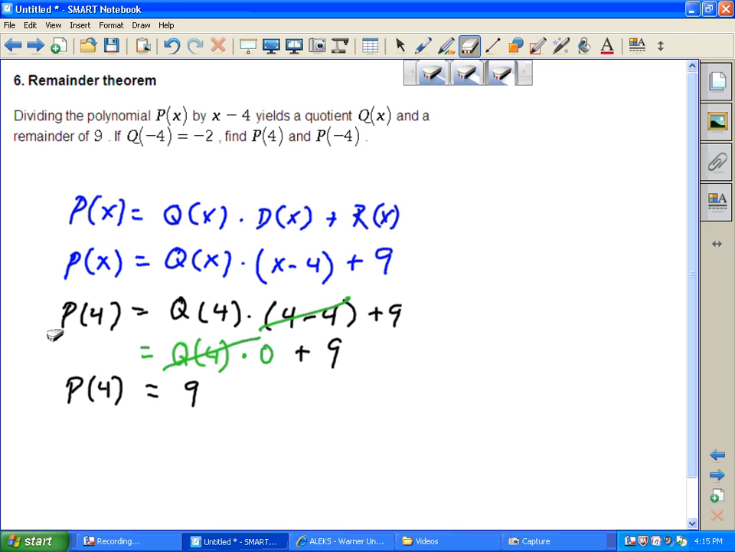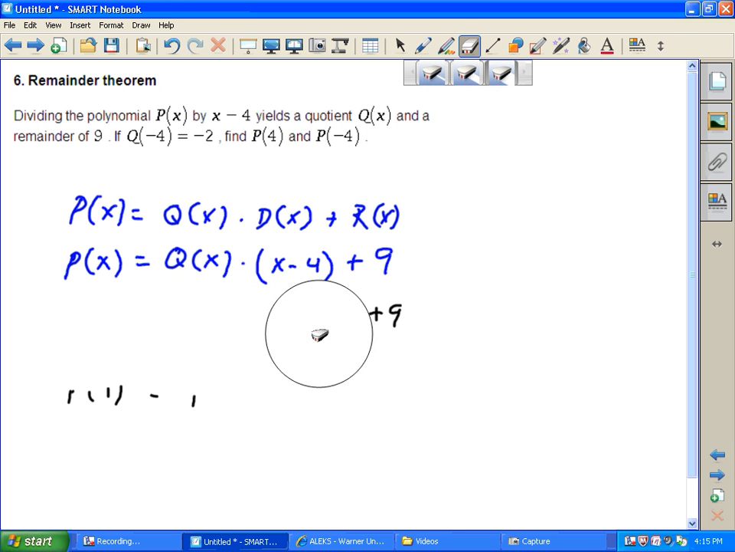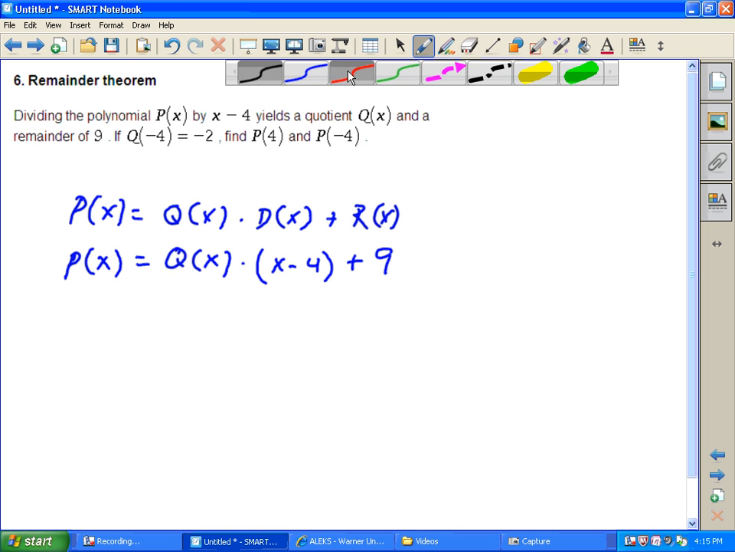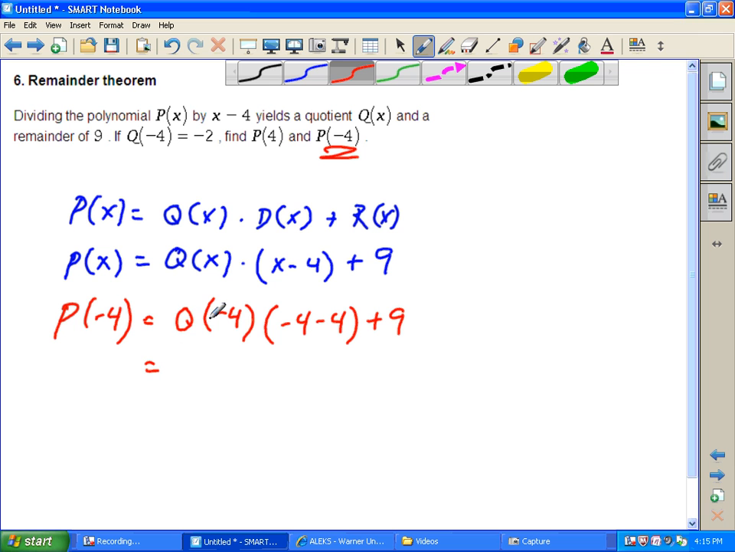Now we can also find p of negative 4, but the only reason we can do that is because they were kind enough to provide us with some information up top. P of negative 4, the second part of the question, I find by evaluating at negative 4 the polynomial. So I plug in negative 4 everywhere I see an x. I get q of negative 4.